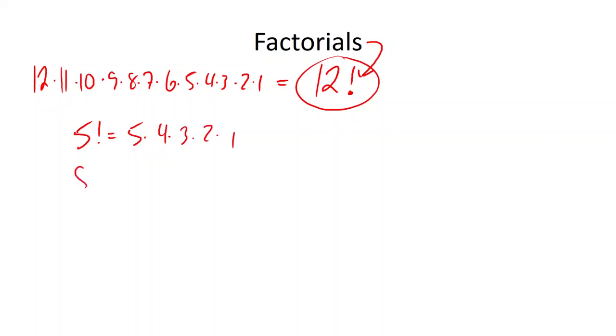So like 5 factorial would be 5 times 4 times 3 times 2 times 1, right? 8 factorial would be 8 times 7 times 6 times 5 times 4 times 3 times 2 times 1.